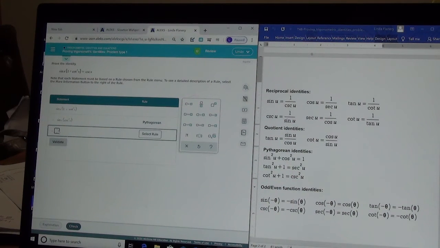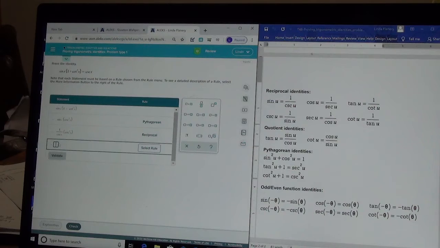So I'm going to do 1 over the cosecant, and this is of x since that's the variable I'm using, times parenthesis cosecant squared of x, close my parenthesis there, and the rule that I used was the reciprocal identity. So I am going to select my reciprocal identity and validate that.